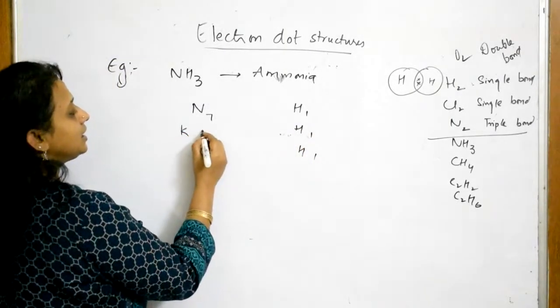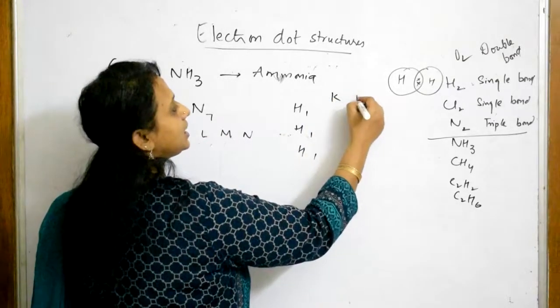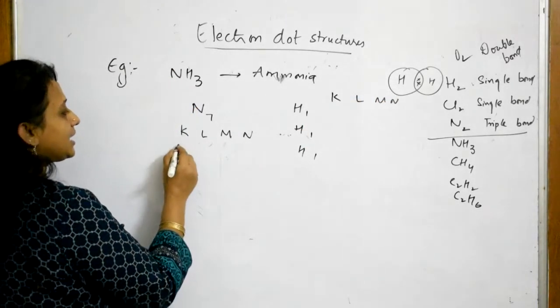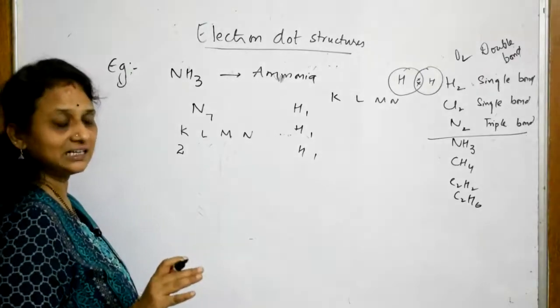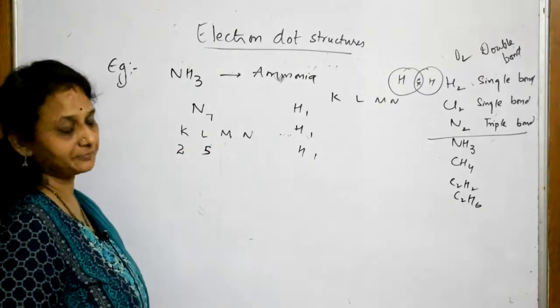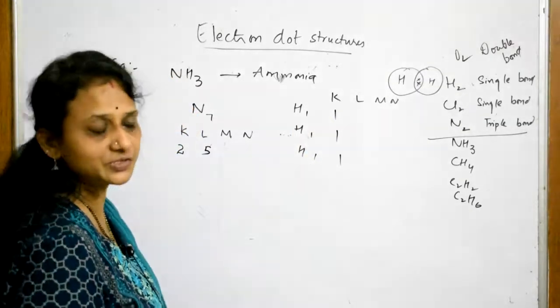Divide K, L, M and N. Here also K, L, M and N. Only K is filled. K can always have 2 electrons. Done. Out of 7, 2 are gone. How many are left? 5. Hydrogen 1, 1, 1. More than that, no electrons.